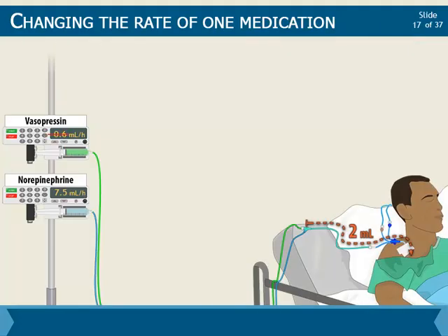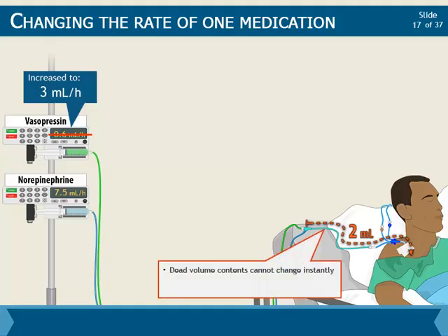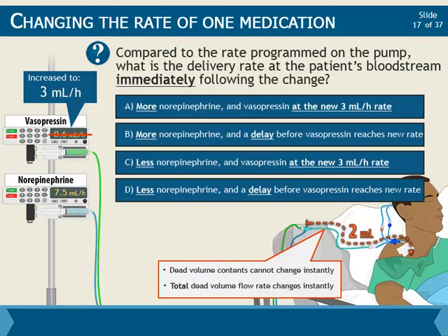There is an order to increase the vasopressin flow rate to 3 milliliters per hour. This change is made on the pump. Remembering that the contents of the dead volume cannot change instantly, but the total dead volume flow rate does change instantly, compared to the rate programmed on the pump, what is the delivery rate at the patient's bloodstream immediately following the change?